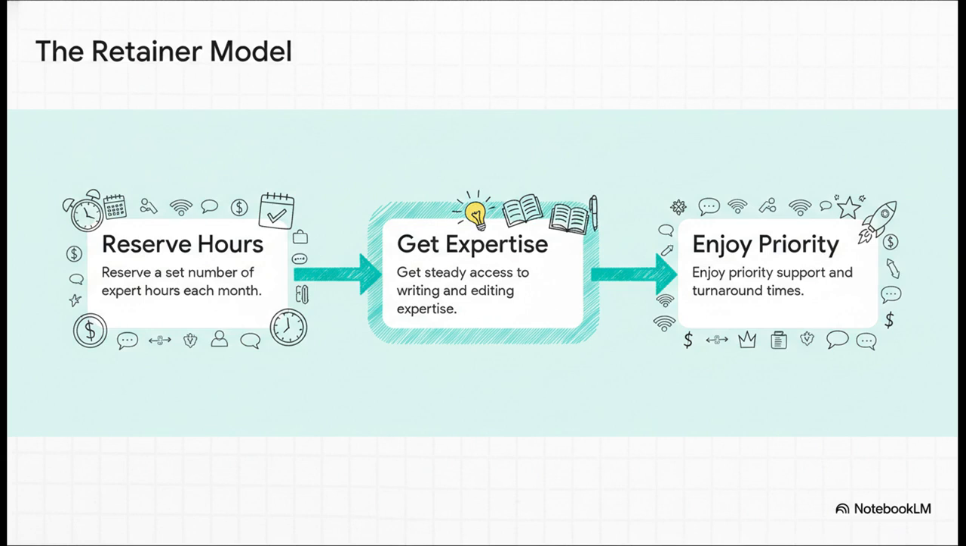The best way to think about this is like a subscription for expertise. You reserve a block of hours every month, and that guarantees you steady access to the talent you need. The bonus? You usually get priority support, which makes it a fantastic option for marketing teams or SaaS companies that have a regular publishing schedule.